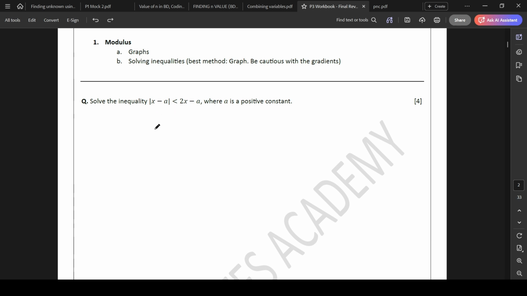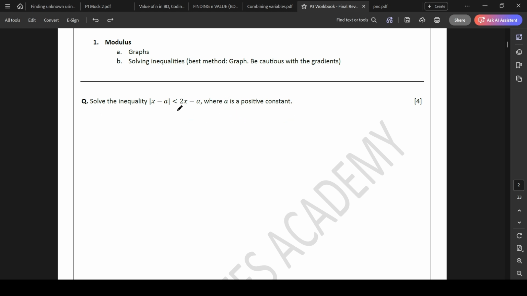So let's get started. We are asked to solve this inequality, that is, we are trying to find the values of x such that it satisfies this given inequality. Now the condition is that a is a positive constant. That is a criteria that we need to keep in mind.